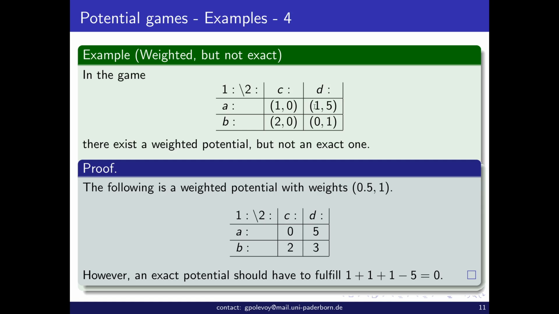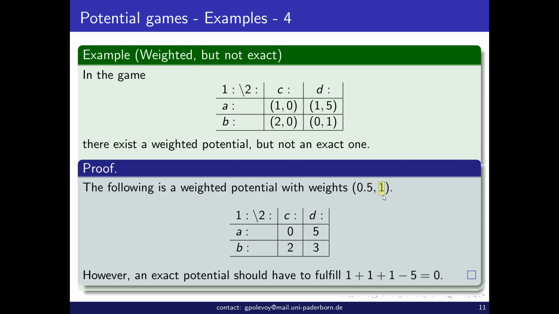So when the column player here changes from D to C and the row player plays A, the utility of the column player decreases because it changes from 5 to 0. It changes by minus 5. And now the weighted potential changes exactly by minus 5 times 1, the coefficient of the column player, what we want.